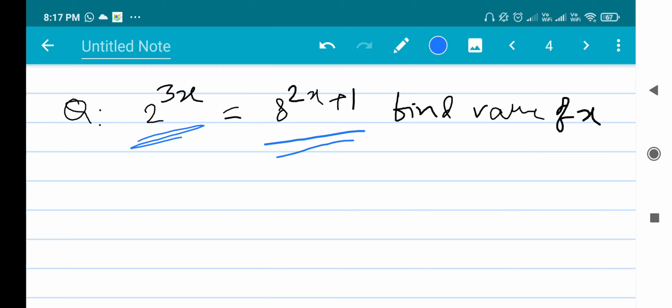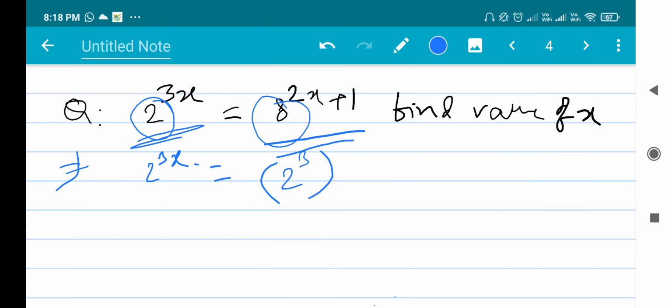So here is also 8, here is the base 8 and here is 2. By equating the bases, 2 to the power of 3x is equal to 8, which means 2 to the power of 3 whole power 2x plus 1. Here, a to the power of m to the power of n.